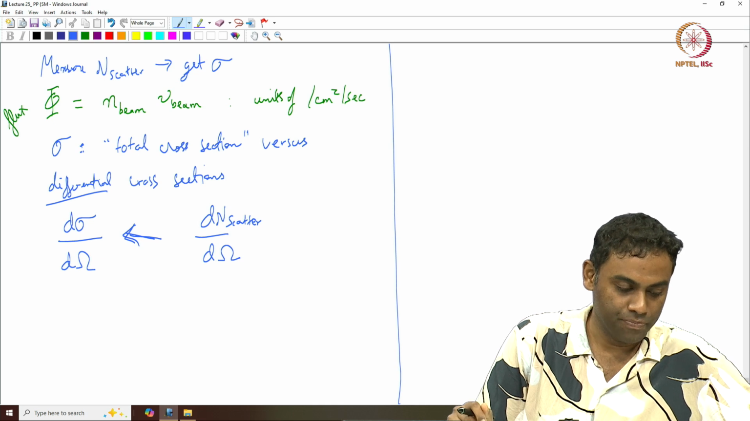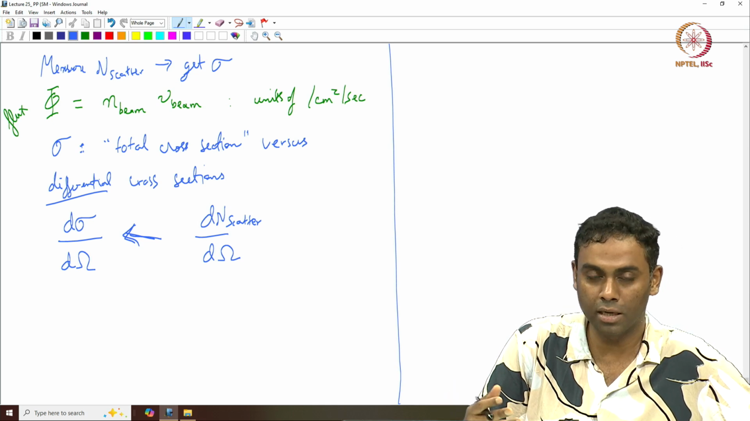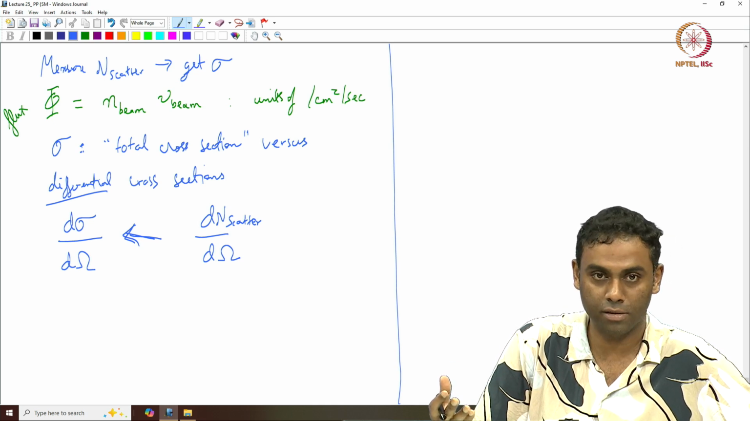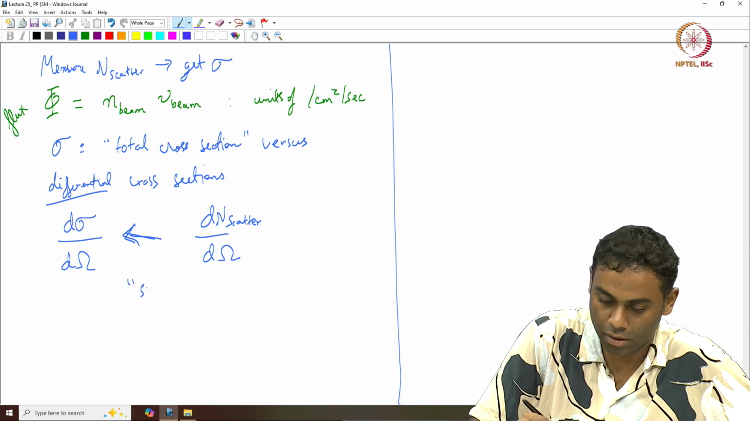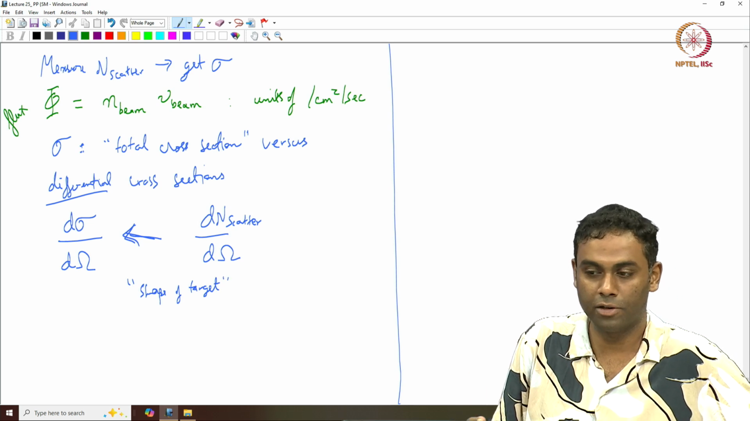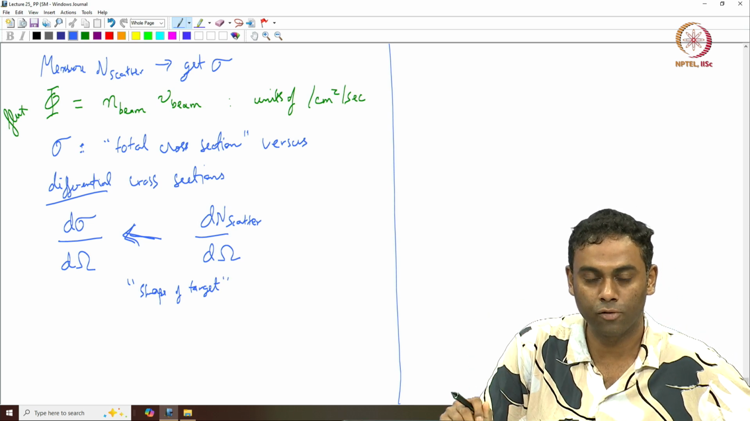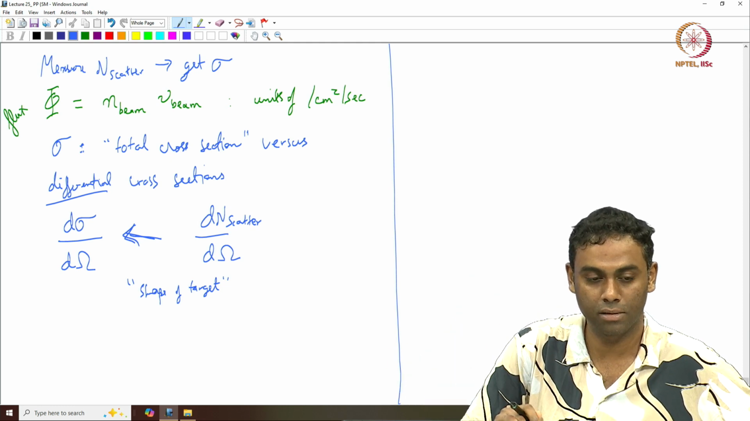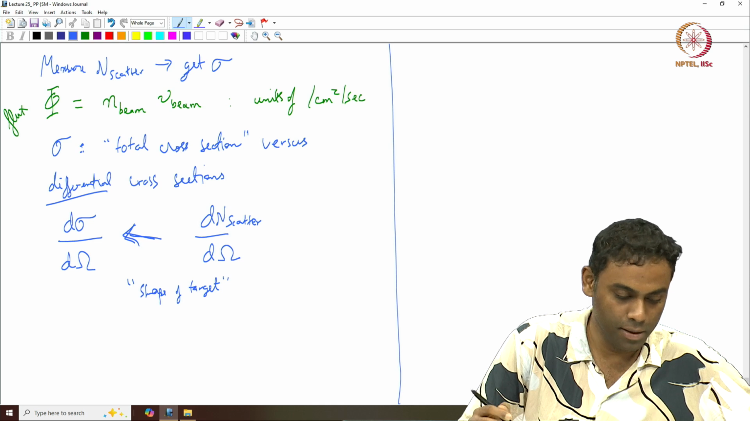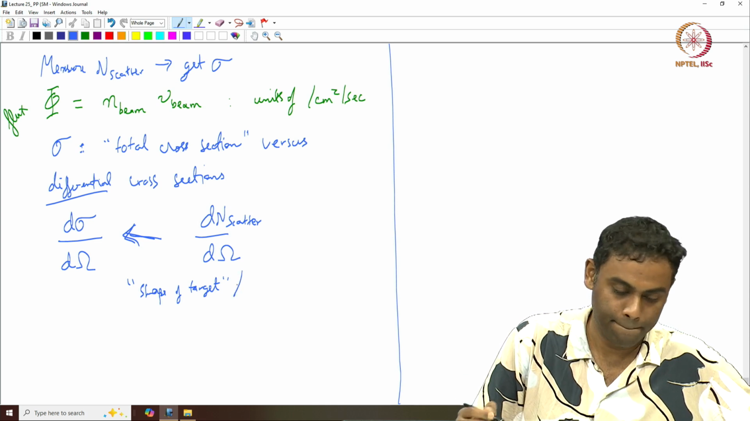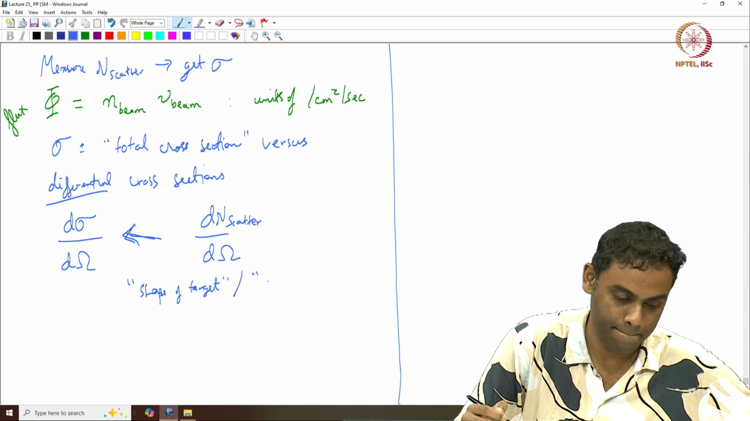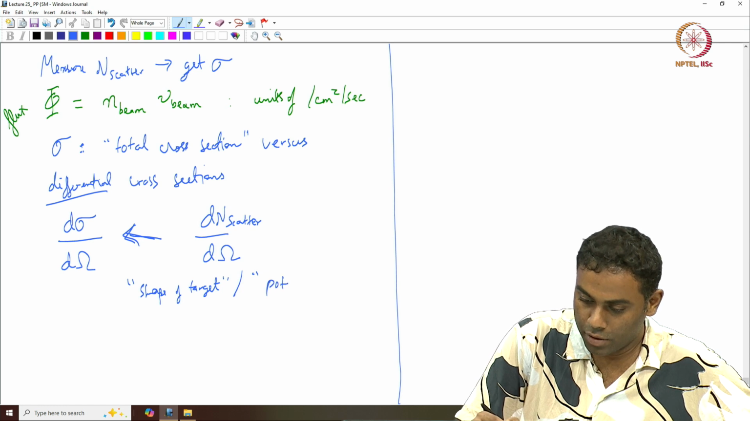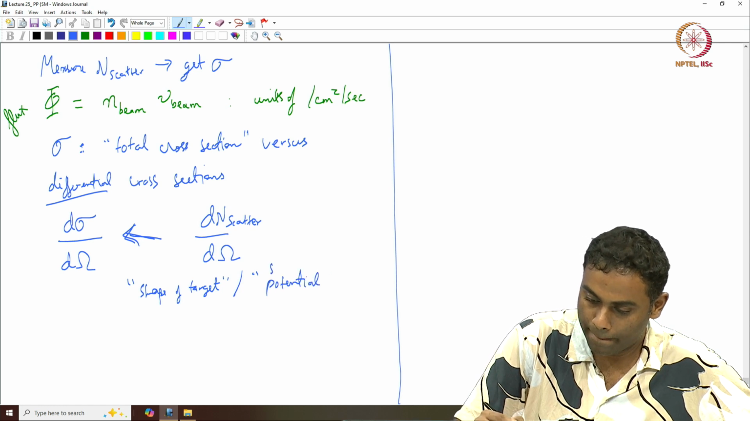Now, basically, this contains more information on the shape of the object, right? So this tells you about the shape of the target. If it was not a ball, if it's some amorphous rock, then it might prefer to scatter bullets off in one particular direction, correct? But more generally, it tells you information about the scattering potential.